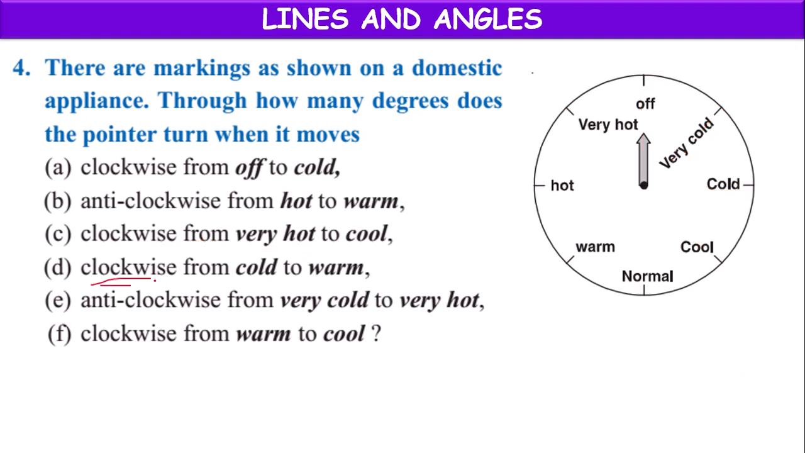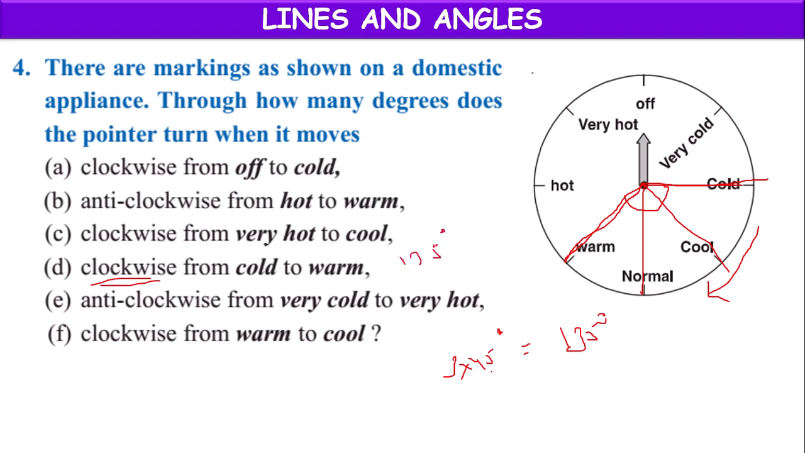Next, clockwise from cold to warm. Clockwise. So this angle we have to consider: 1 part, 2 parts, 3 parts. We have 3 parts, 3 into 45 degrees. 3 fives are 15, 3 fours are 12, so 135 degrees. So the answer is 135 degrees.